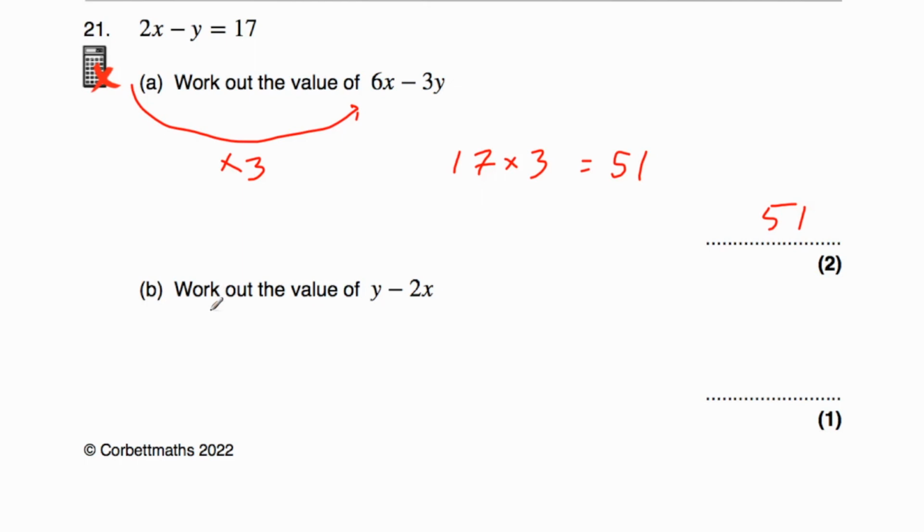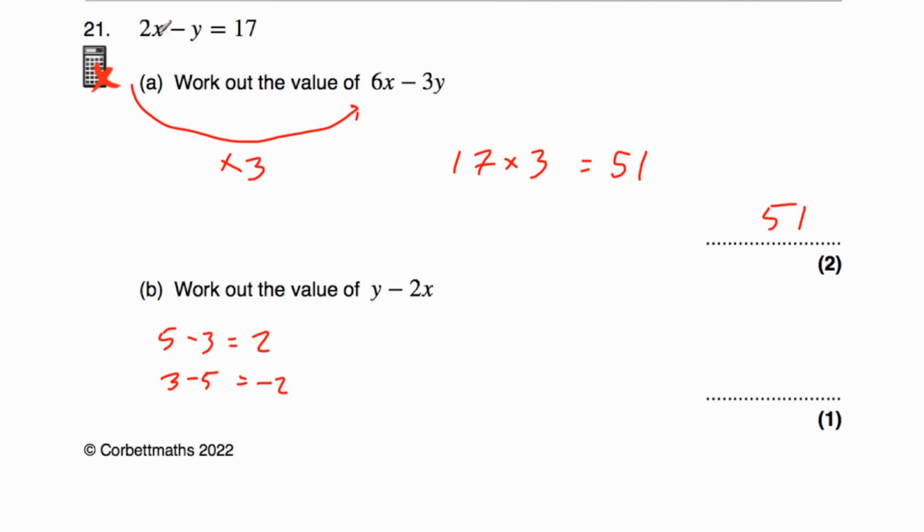And part B, we've been asked to work out the value of y minus 2x. So we've got 2x minus y, but we've been asked to work it out the other way around. So instead of doing 2x minus y, we're going to do y minus 2x. Now what's interesting here is if I pick two numbers, 5 take away 3. 5 take away 3 is equal to 2. If I turn those numbers around and I do 3 take away 5 instead of 5 take away 3, well 3 take away 5 is equal to negative 2.